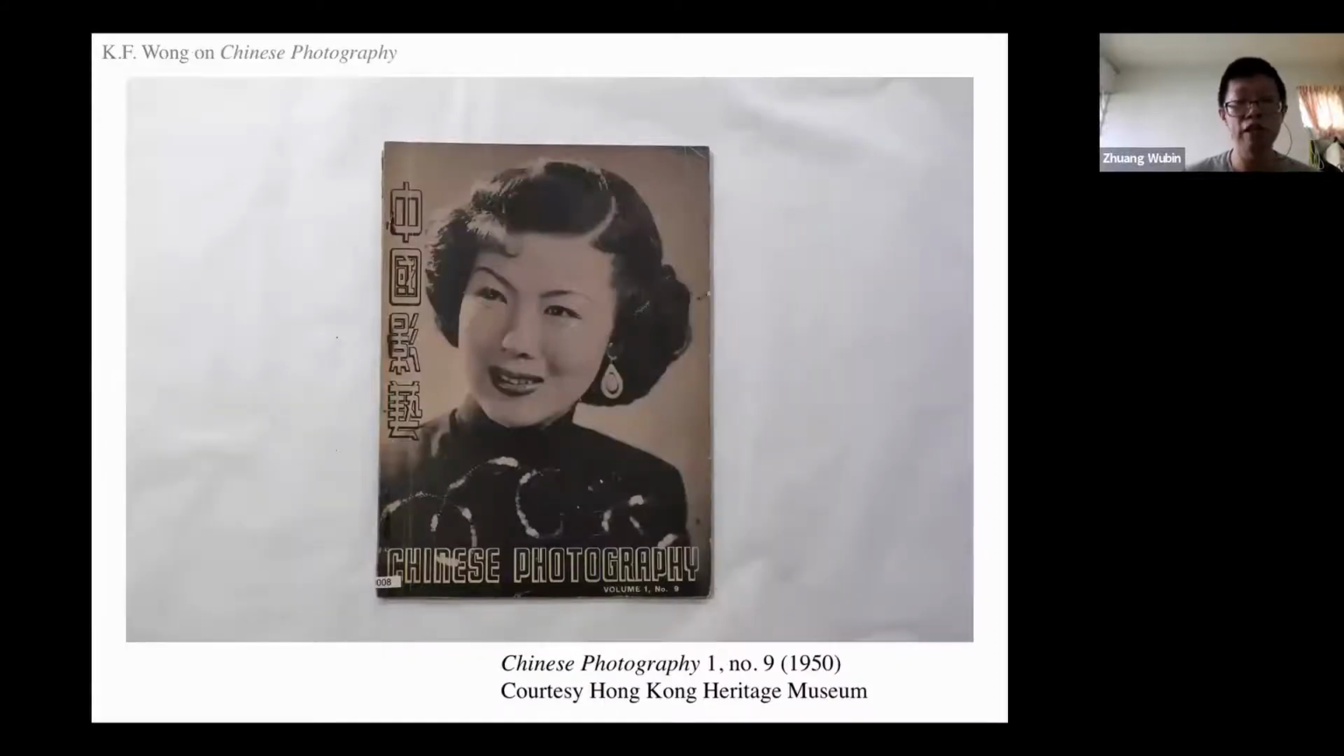And very quickly, his work was being published on Chinese photography. So we come to the first publication that was published post-war in Hong Kong, the first photo periodical being published post-World War II in Hong Kong.